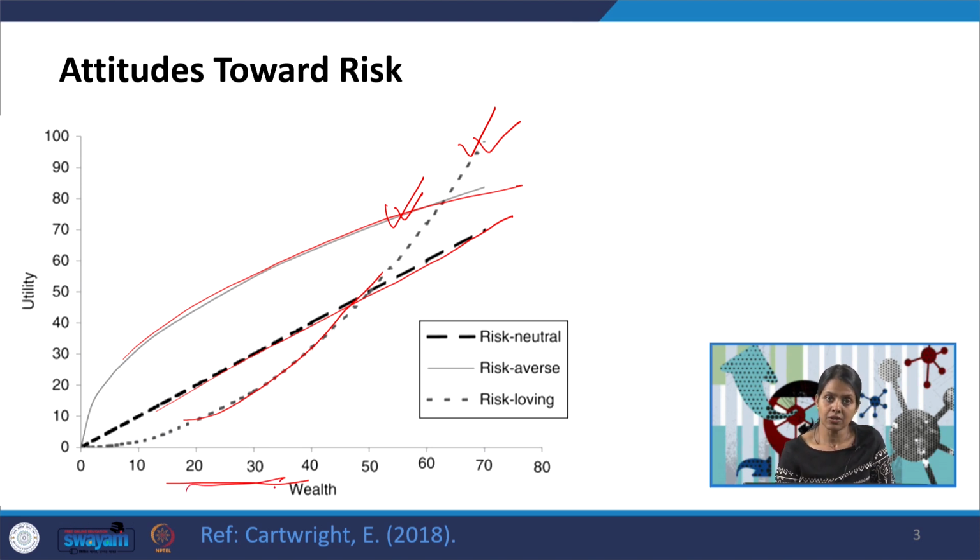This one we call a convex function, which is convex to the horizontal axis. In prospect theory also we will be using this kind of functional forms and they all would be convex or concave with respect to the horizontal axis. Now, what does this curve signify, or why does it say that a risk averse individual will have this kind of a utility function? That I am going to explain in the following slides.